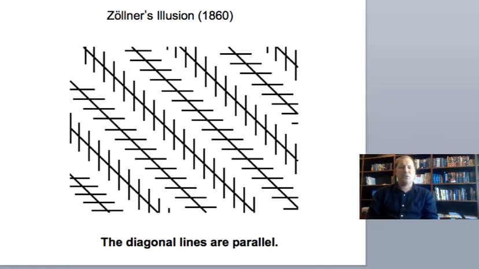Here's an example of an illusion. Take a look for a moment. Those diagonal lines are parallel. This is a classic illusion from the 1860s. What happens is your eye distorts the angles because of the alternating parallel or perpendicular lines, I should say, to the parallel lines.